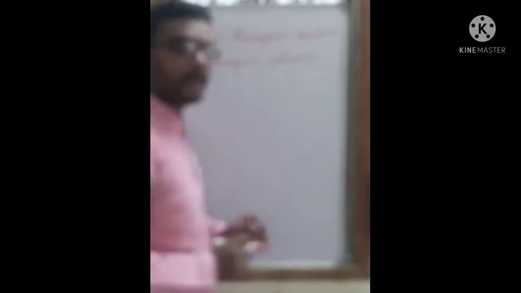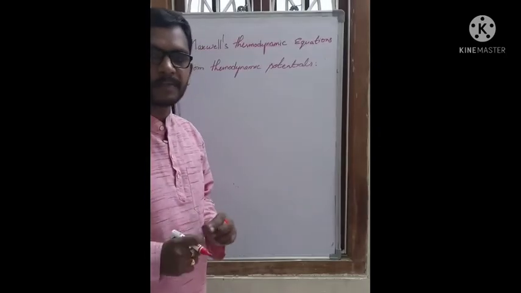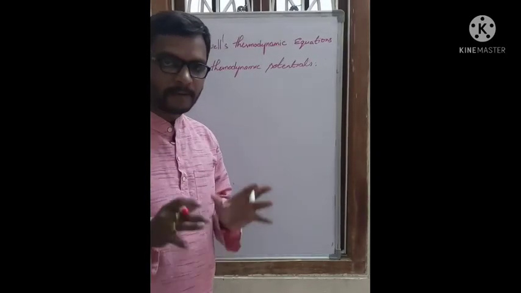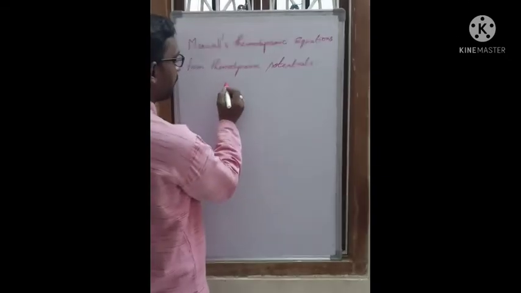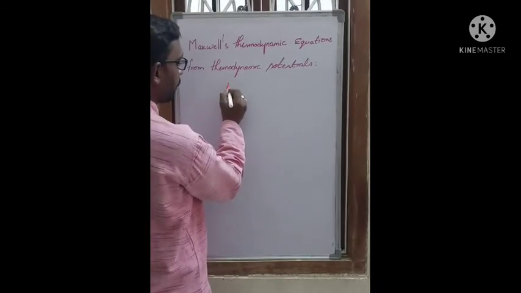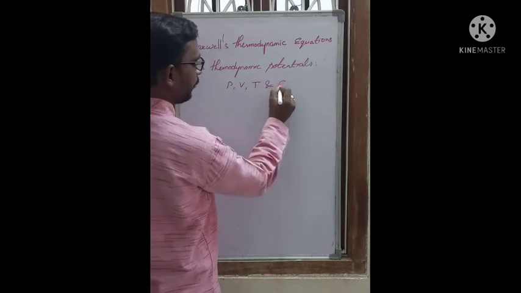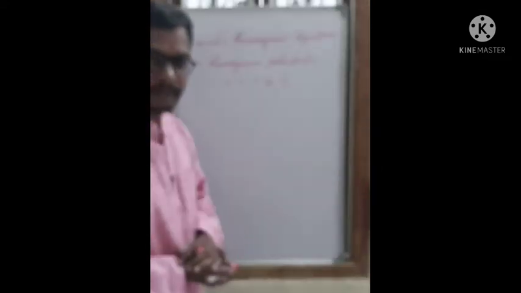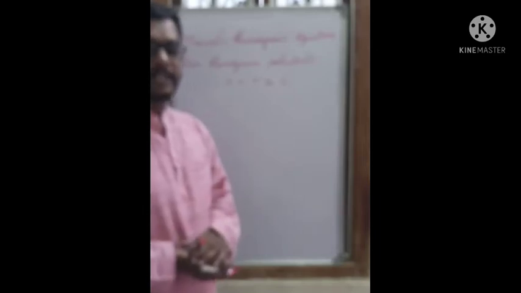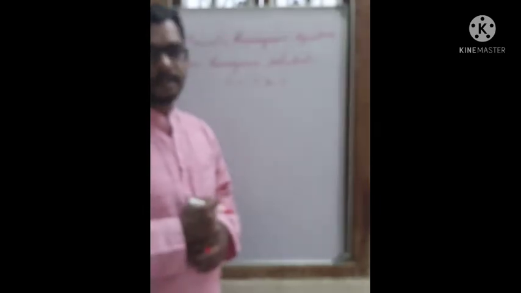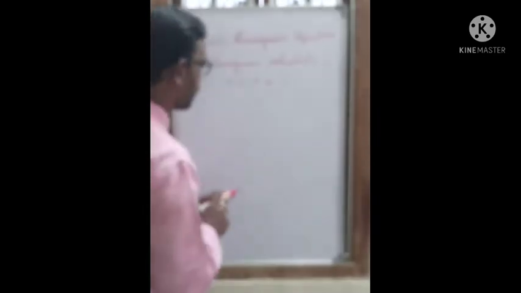So what are the thermodynamic variables? In the last class we have seen what the thermodynamic variables are. Yes, thermodynamic variables are pressure, volume, temperature and entropy. Okay, these are the thermodynamic variables. And also we have seen thermodynamic potentials, right? What are the thermodynamic potentials?